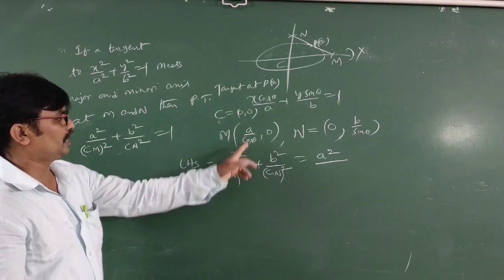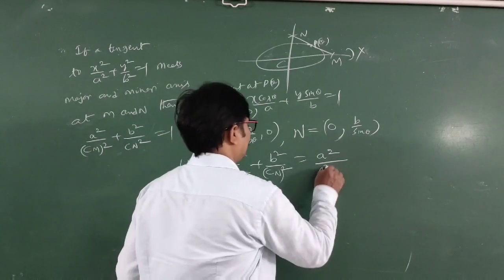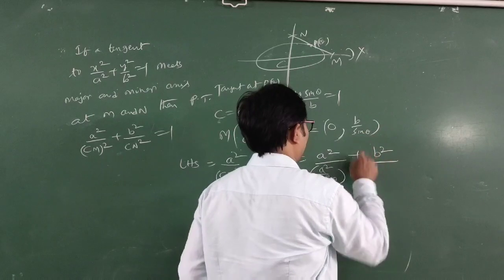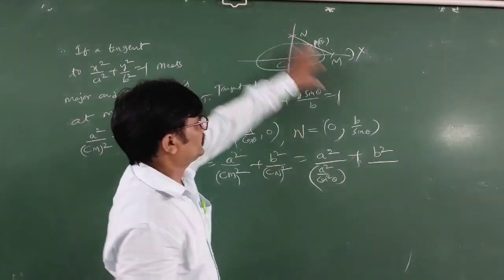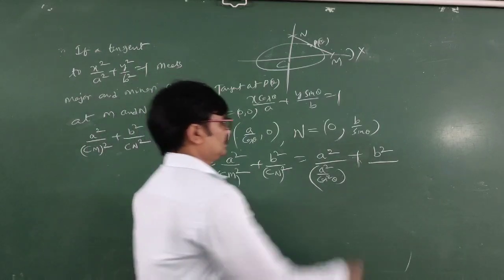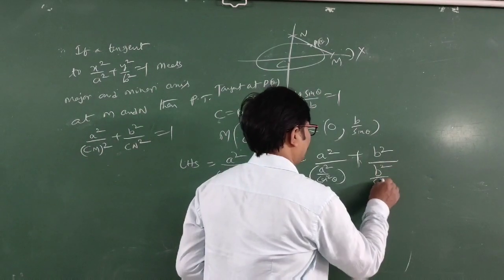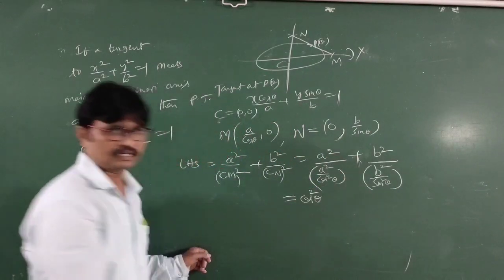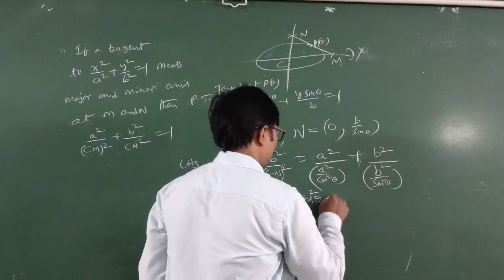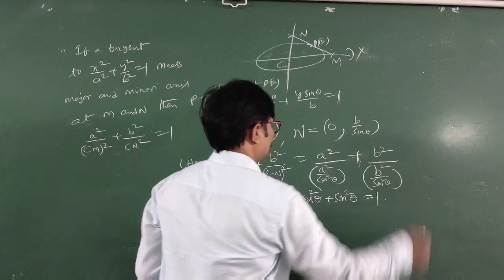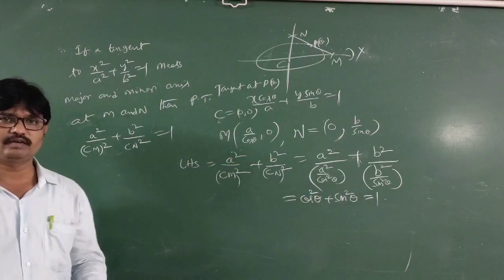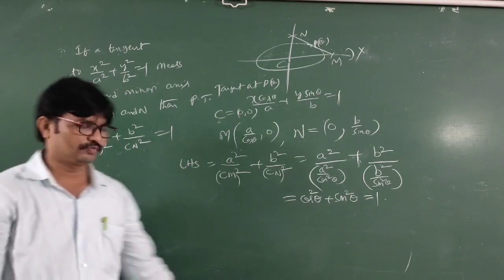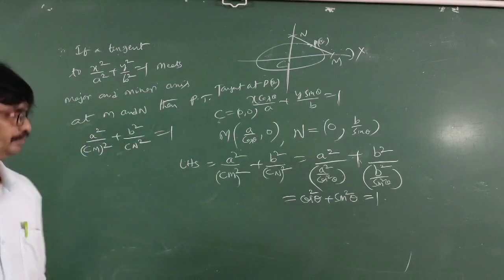Cm is a by cos theta. Cm square is a square by cos square theta. Similarly, b square by Cn square, where the length Cn is b by sin theta. So this is b square by sin square theta. A square cancels. This is cos square theta, this is sin square theta. Cos square theta plus sin square theta is the value 1. Okay students, write down: cos square theta plus sin square theta is 1.